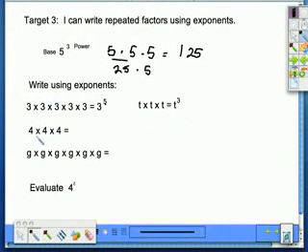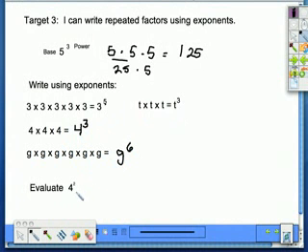Let's do a couple of examples. 4 times 4 times 4. 4 is my base, and I have it 3 times, so it's to the 3rd power. And g times g times g times g times g times g. G would be my base. I have 6 g's, so it's to the 6th power.